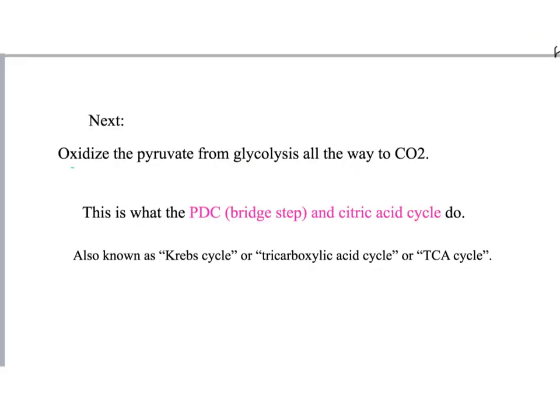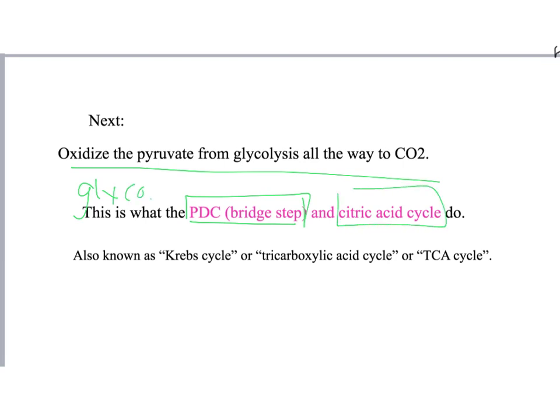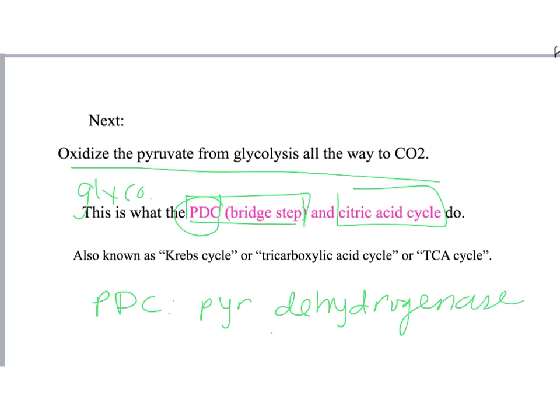Okay, so next we're going to oxidize the pyruvate from glycolysis all the way to CO2. And this is what the PDC does, sometimes referred to as the bridge step, because it bridges glycolysis and the citric acid cycle. PDC stands for pyruvate dehydrogenase complex. Sometimes it's also referred to as PDH, same thing.